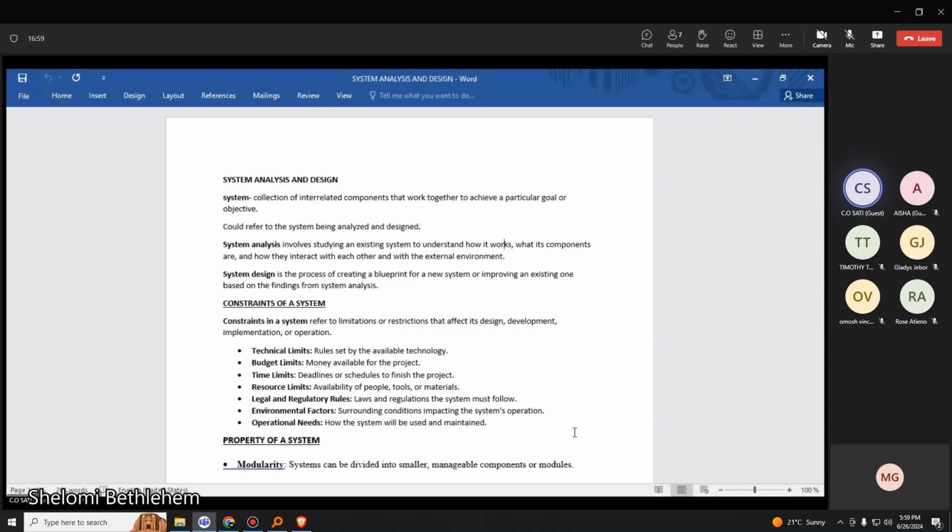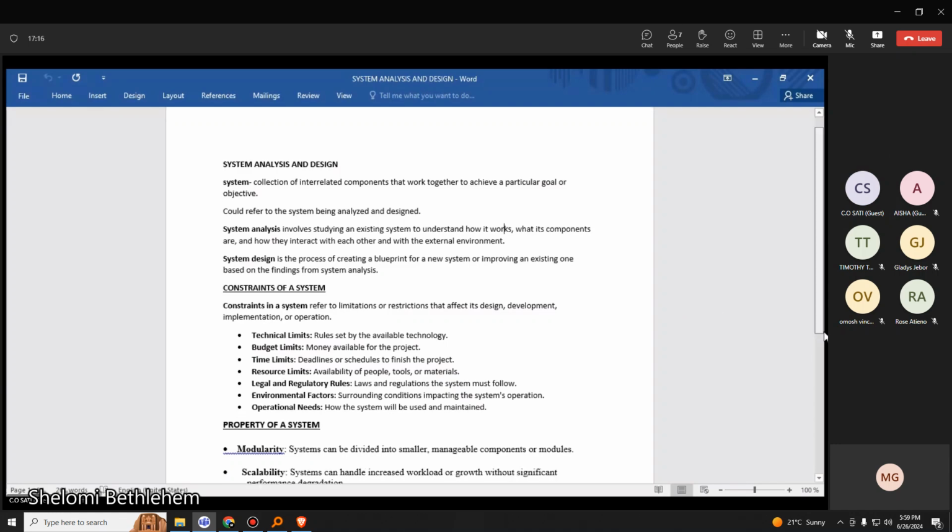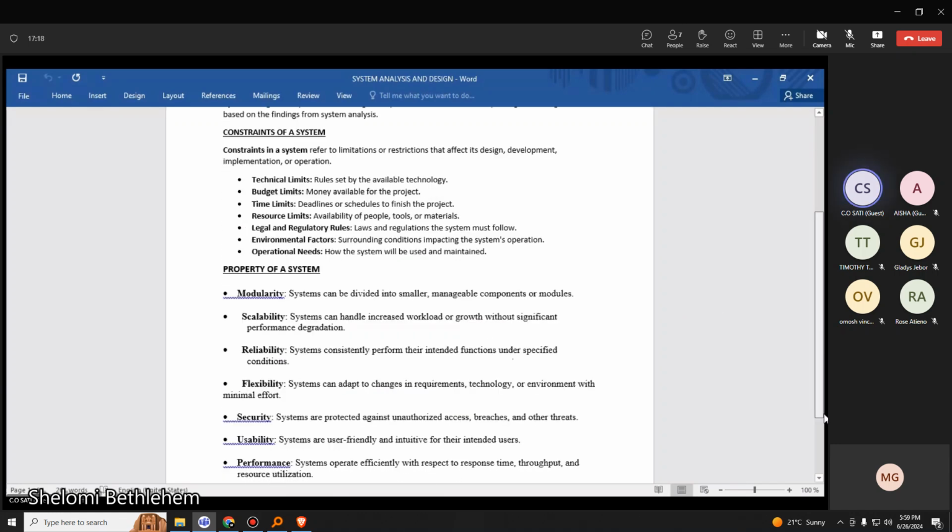On the remaining ones, I will give you as an assignment. You will go and check them out and give out the explanation, and we'll check them later. And allow me to proceed and check on the properties of a system. On the properties of a system, you will allow me to state them, then we get an explanation later.